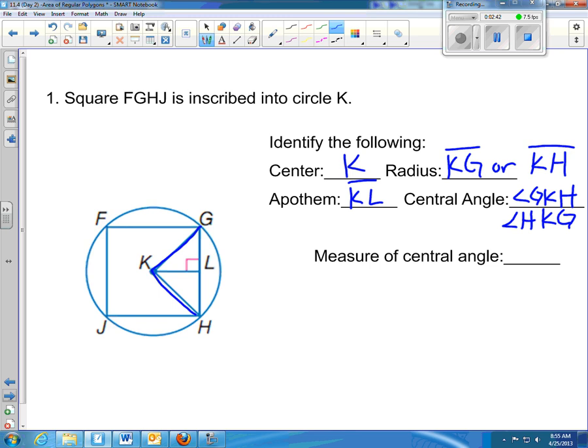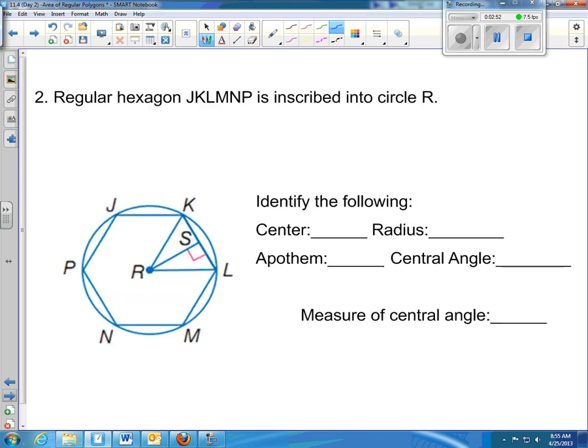And lastly, we need to find the measure of the central angle. And so it's a square, so there are 4 sides. So we're going to take 360 and divide by 4, which ends up being 90 degrees. All right, we have another one just like this. I want you guys to go ahead and find this for this hexagon we have here. So pause the video and then come back.